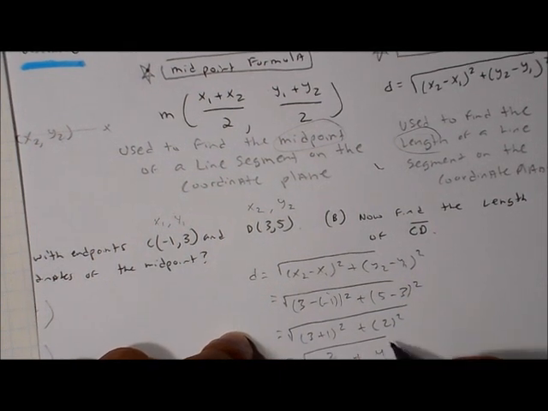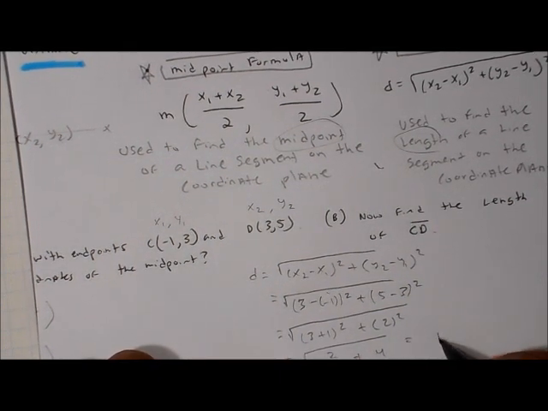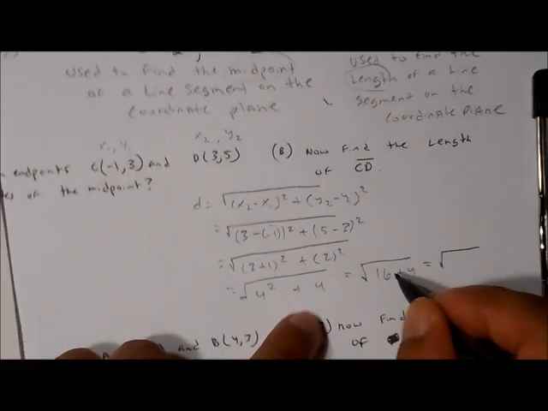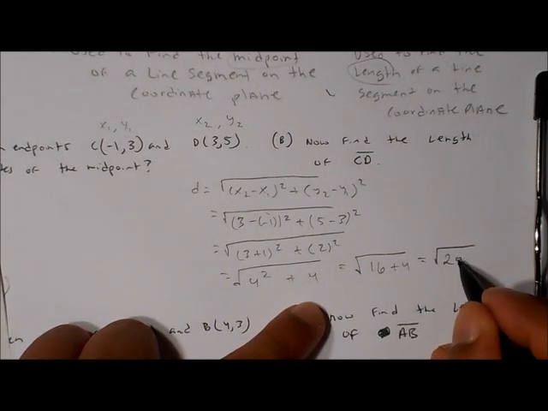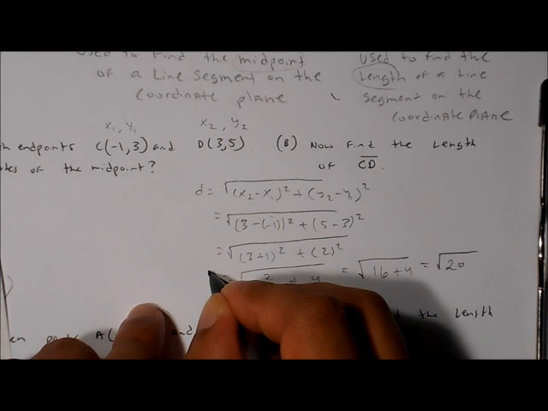And then go ahead and take the square root of that. So 4 squared is 16 plus 4. Keep taking the square root. Don't forget the square root, everybody. So we have 16 plus 4, which is 20. So the square root of 20 should be our distance here.